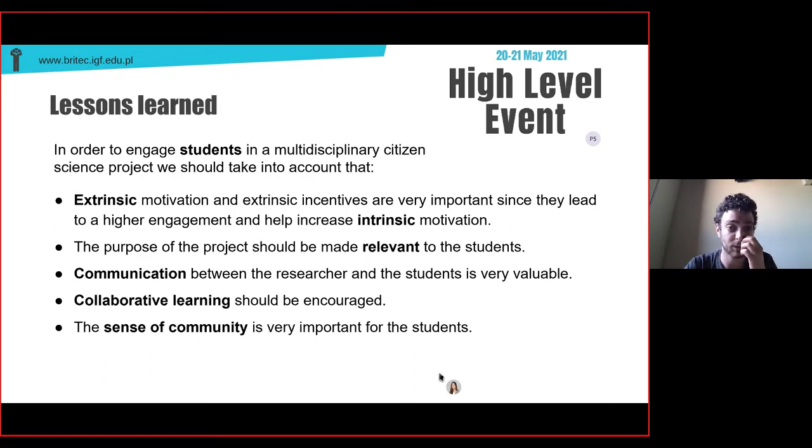Collaborative learning should be really encouraged, because finally, science is a collaborative process, so we cannot teach science and make it an individual process when it is not. So collaborative learning should be really encouraged, and the sense of community is really important for the students. They must feel that they are in some way connected to a bigger community of people doing other citizen science projects or the same citizen science projects, and that they are part of this community.